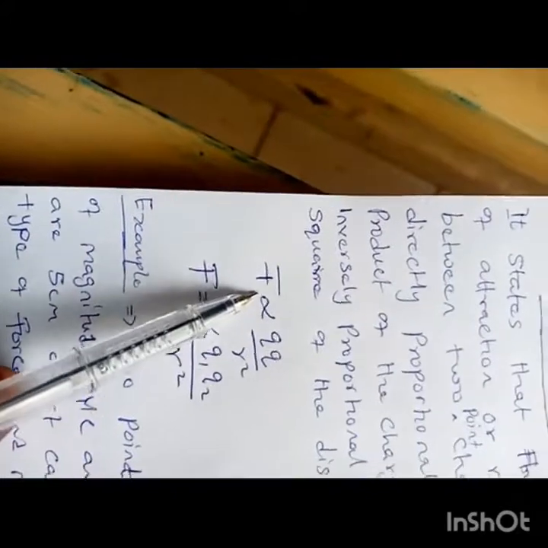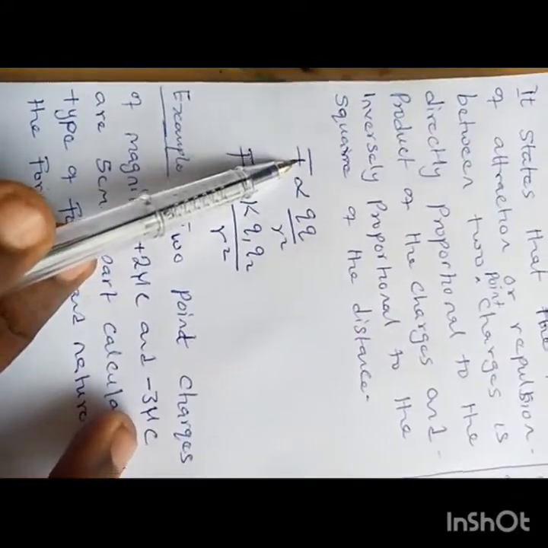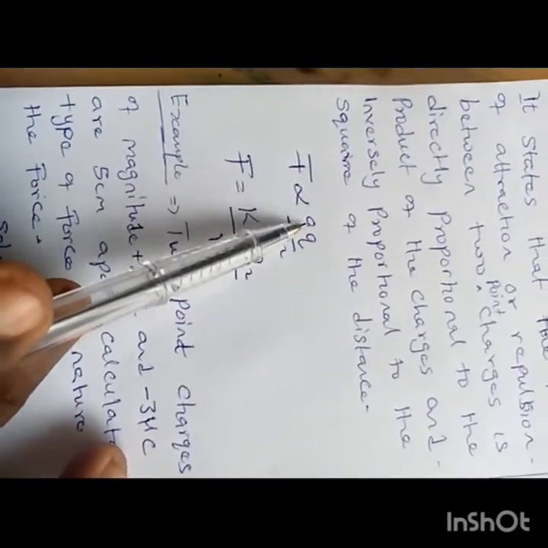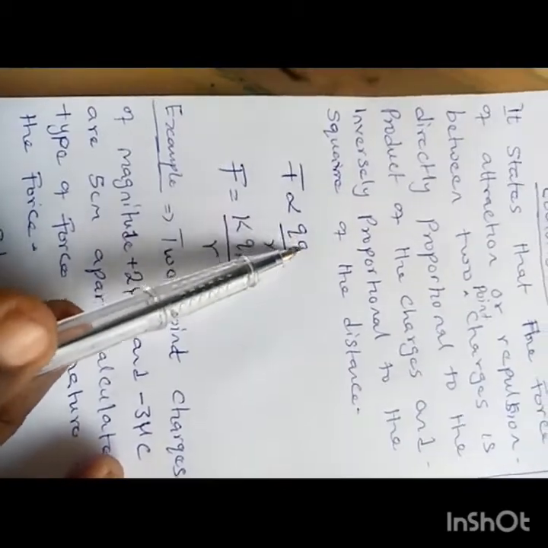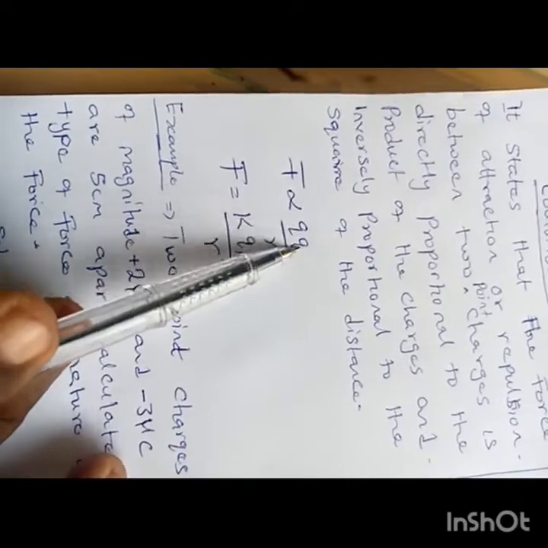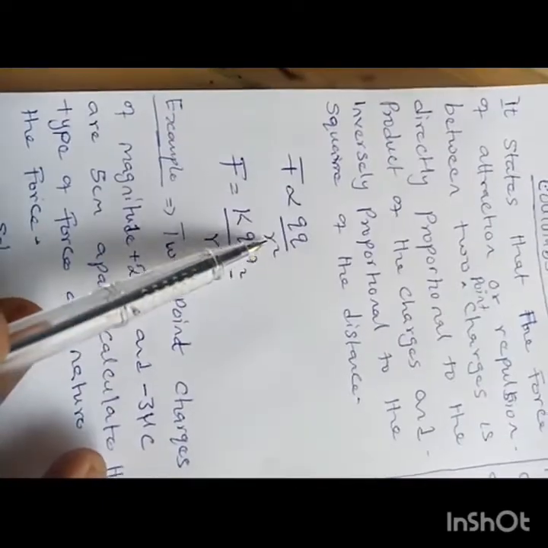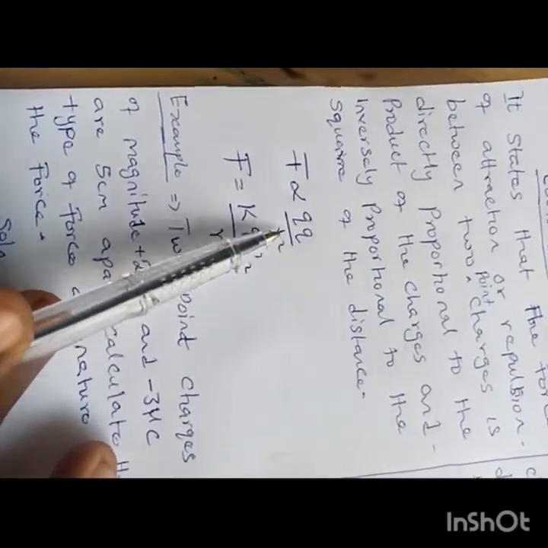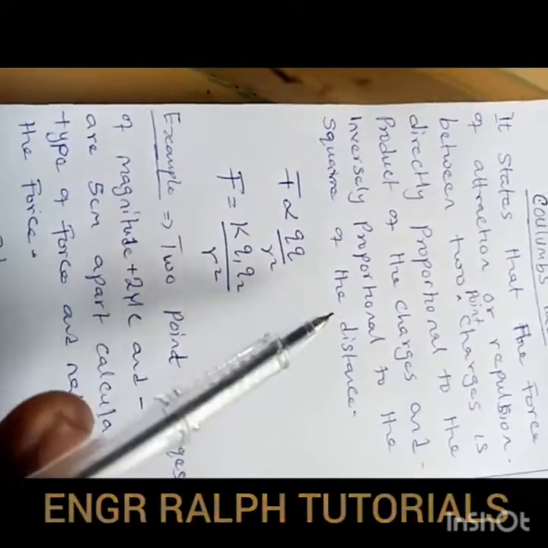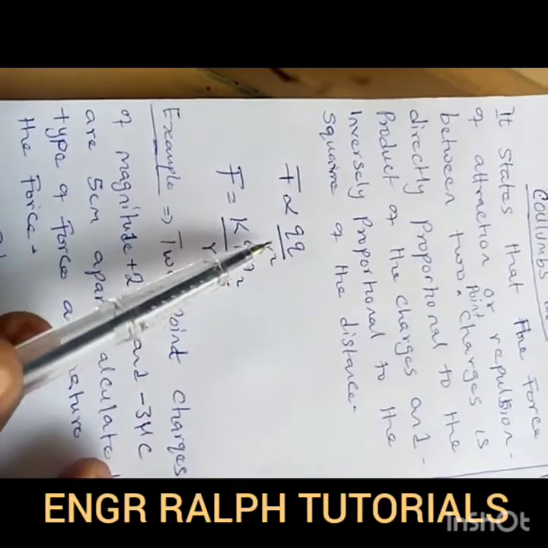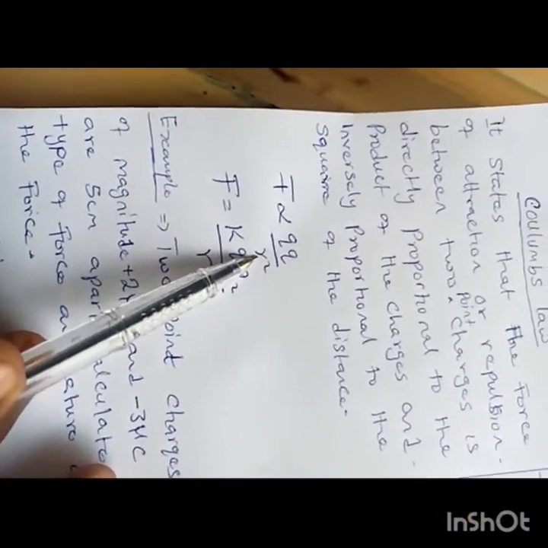So what is the law saying? The law is saying force is directly proportional to the product of the charges, and inversely proportional to the square of their distance. So F here stands for the force, Q1 and Q2 stand for the charges, and R stands for the distance.